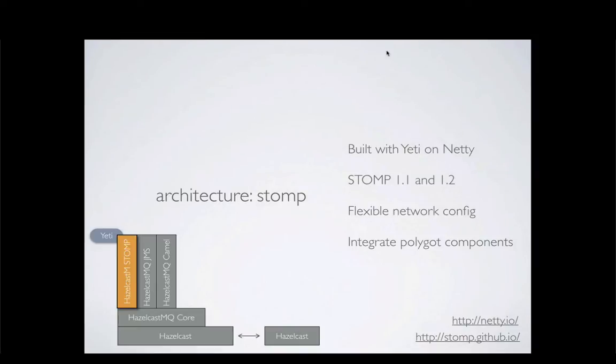And so HazelcastMQ Stomp implements a stomplet that basically binds stomp send and message frames to consumers and producers within HazelcastMQ core. And so what that lets you do is expose a stomp server that maps all the messages to HazelcastMQ core, which allows you to then basically start integrating components that are written in a bunch of different languages.